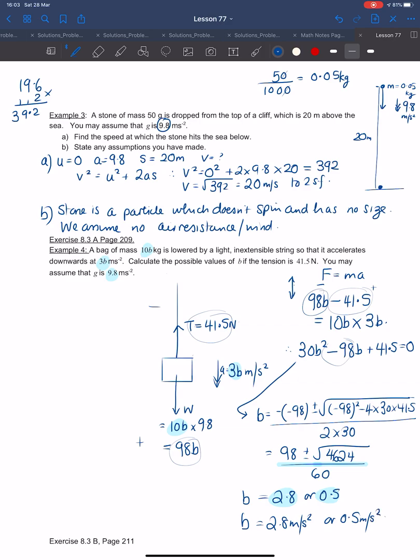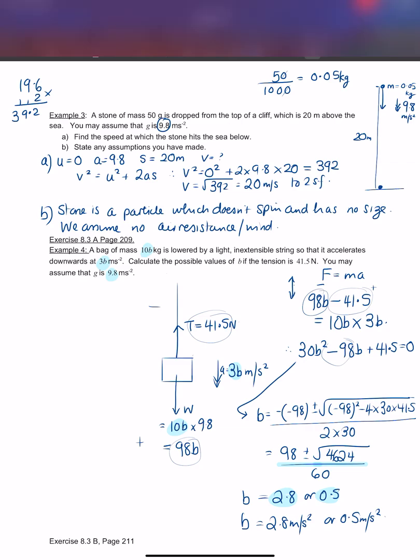Okay, and that's because it's metres per second squared. If that's a 3 metres per second squared there, this is, look, it's metres per second squared.